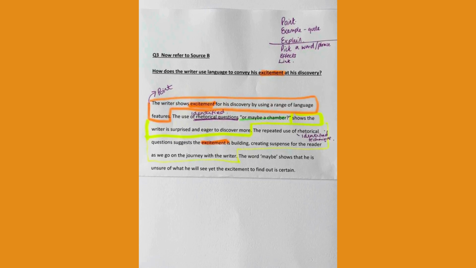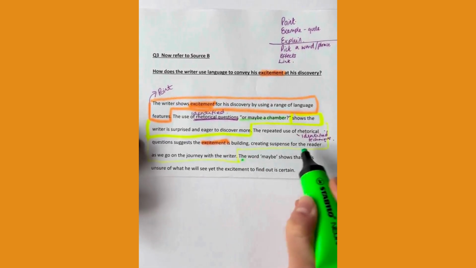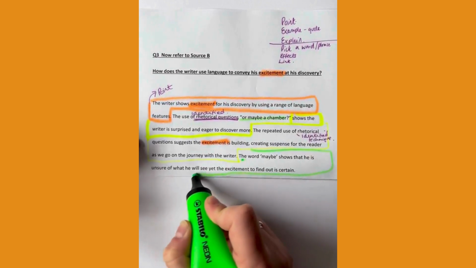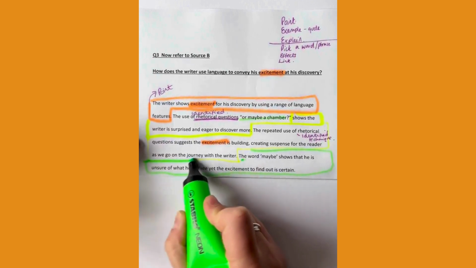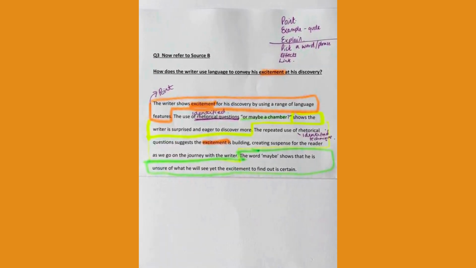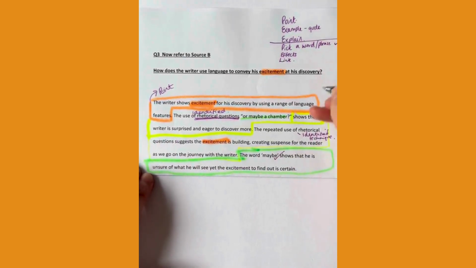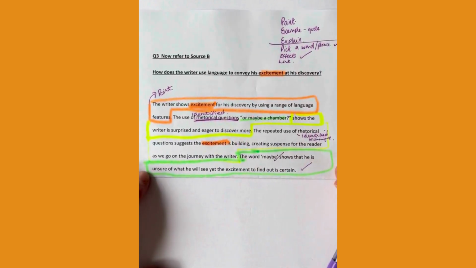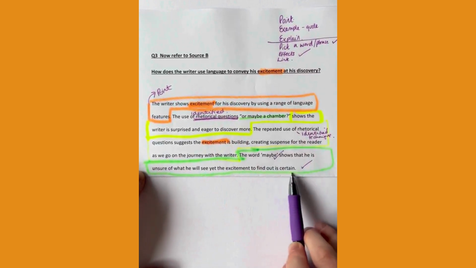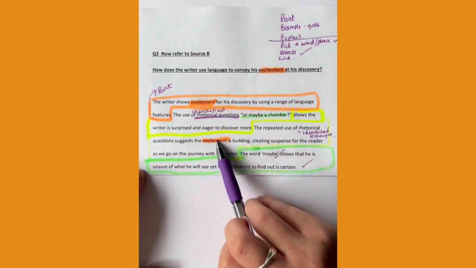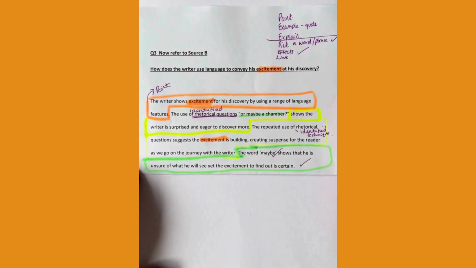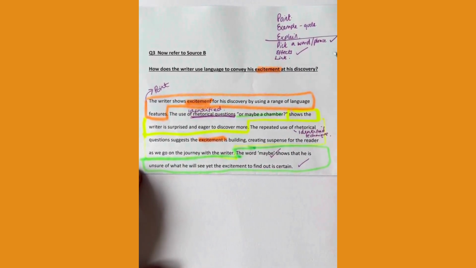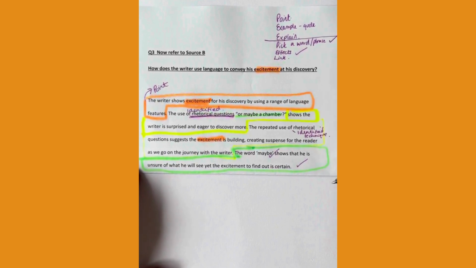And then finally, I'm picking a word out. So I've picked the word "maybe", which shows that he is unsure of what he will see, yet the excitement to find out is certain. So nice and easy. I've picked a word out, I've got my effects, and I've linked several times to the question. Ideally, you'd close on a sentence to link straight back, but obviously I've repeated myself already twice. So using this process, I have done a successful paragraph.